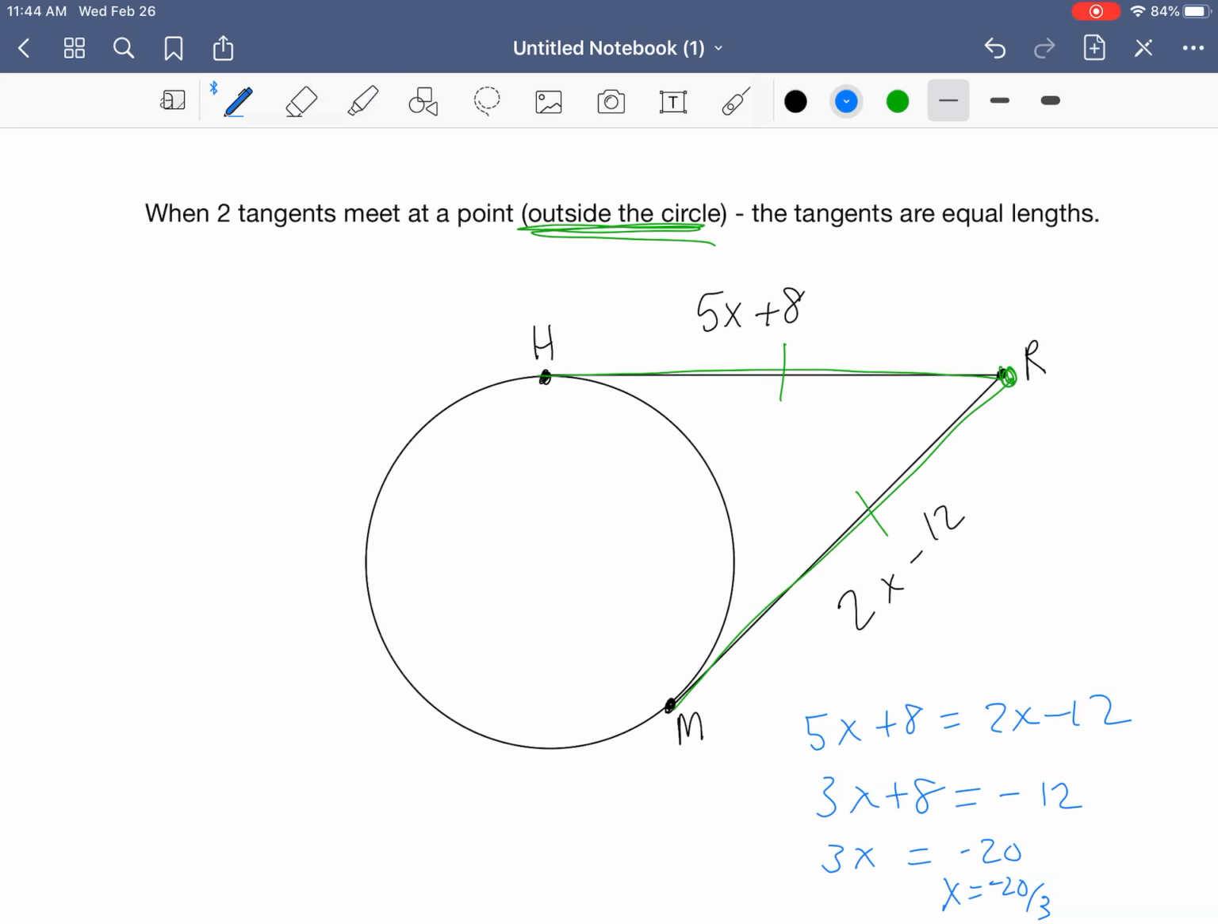And obviously, you want to make sure that your answer is realistic to the problem. I just made this one up, so negative 20 thirds would not be a great solution for x, but in most problems, they'll work out nicely.